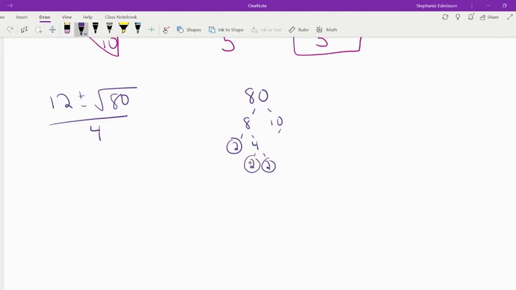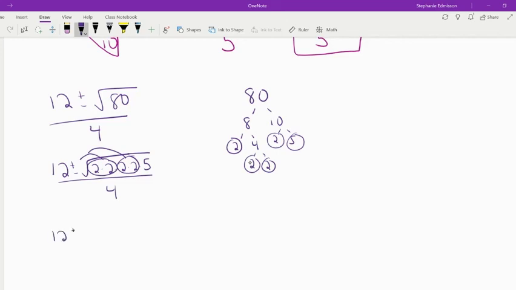Now I need to do this side. 10 is 2 times 5. And that's it. I'm done with simplifying the root, well, with my prime tree. 12 plus or minus root 2 times 2 times 2 times 2 times 5 over 4. Circle the pairs of numbers. They come out, and I know I'm going to multiply them together, so I'll go ahead and do that. I would say 12 plus or minus 2 times 2 is 4, root 5 over 4.